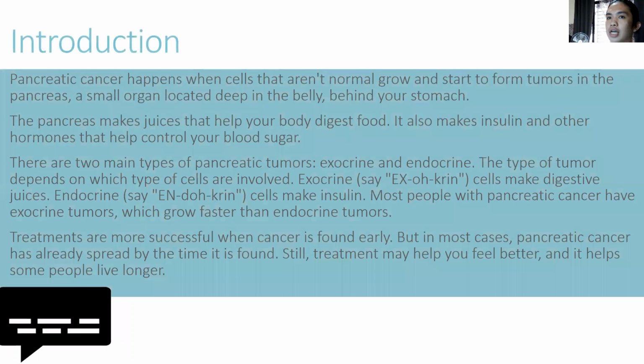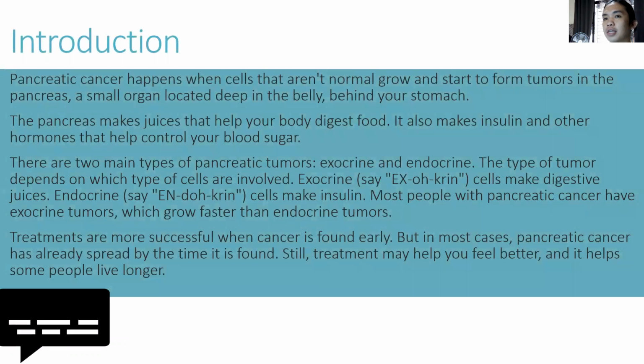Let's start with the introduction. Pancreatic cancer happens when cells that aren't normal grow and start to form tumors in the pancreas, a small organ located deep in the belly behind your stomach. The pancreas makes juices that help your body digest food. It also makes insulin and other hormones that help you control your sugar.